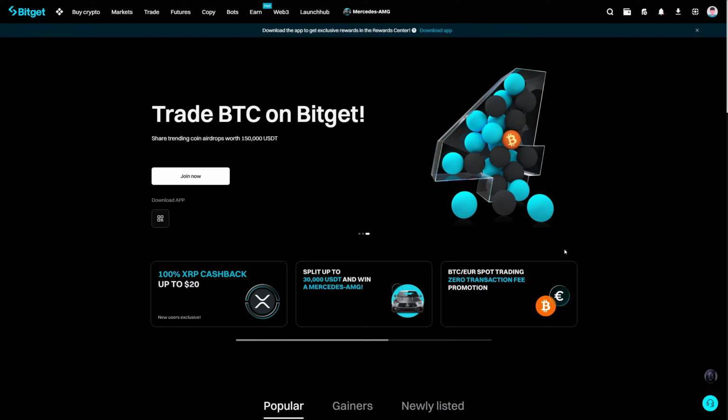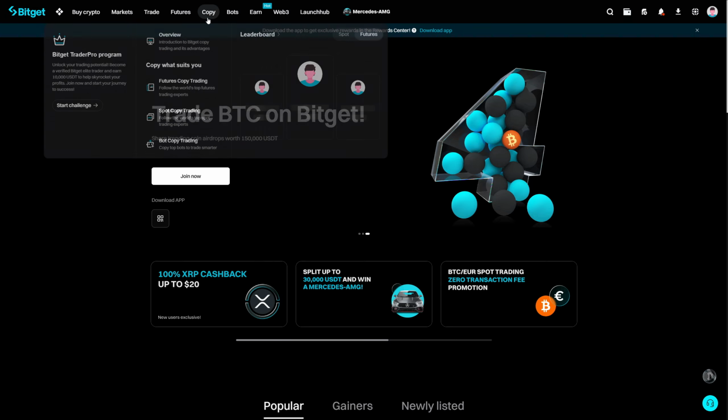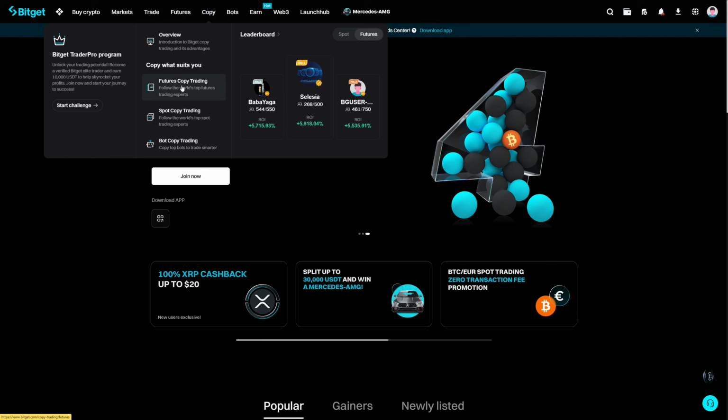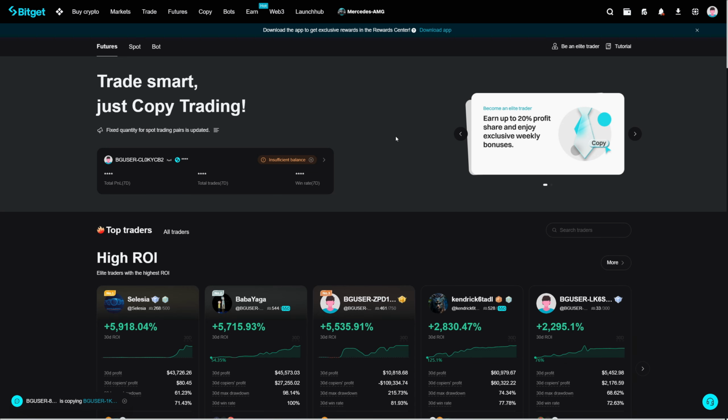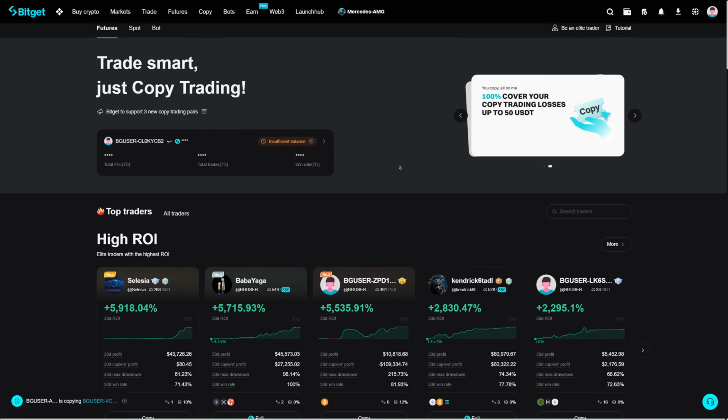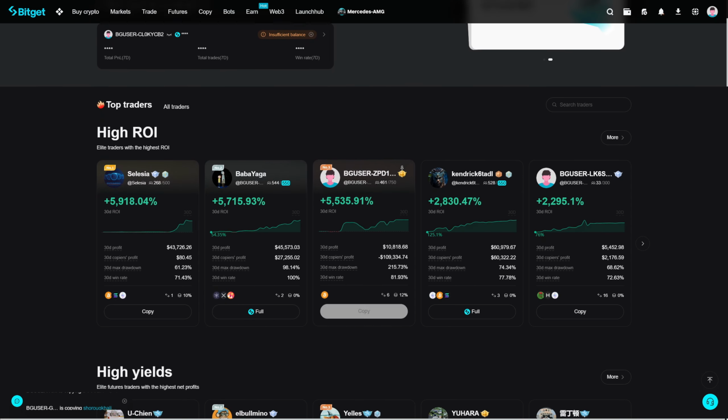After signing up on Bitget, we can go right into the futures copy trading section in the top left corner where it says copy, and then select futures copy trading. Now we are in the Bitget copy trading dashboard. First of all, we can see all of the top traders on Bitget.